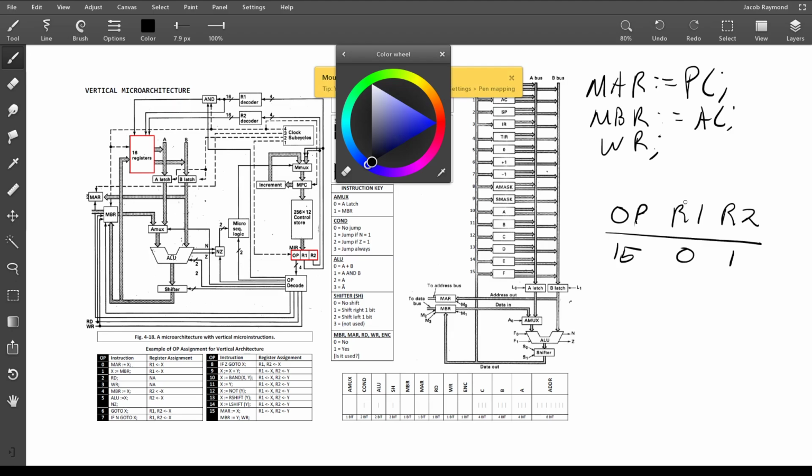That's it. Didn't even look at the architecture. You just look at the table. You do need to know these register numbers, but you can look those up. You'll be given this sheet. So yeah, that's pretty much it for the vertical. You just look up the table and fill it out. Any questions on this one?